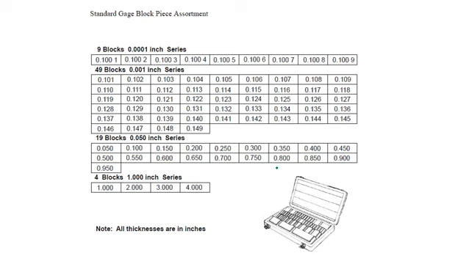This is what's in the box. Of course we have variation, depending on the brand. This is just a standard gauge block set, and you have 9 blocks of 0.0001 inch series, and then 49 blocks of 0.001 inch series, 19 blocks in 0.050 inch series, and about 4 blocks in 1.000 inch series. This is your smallest and that's your largest block.